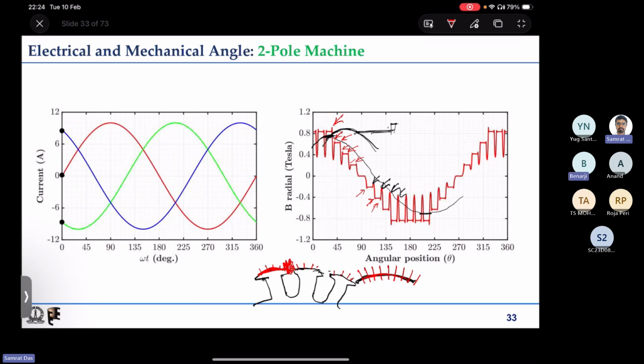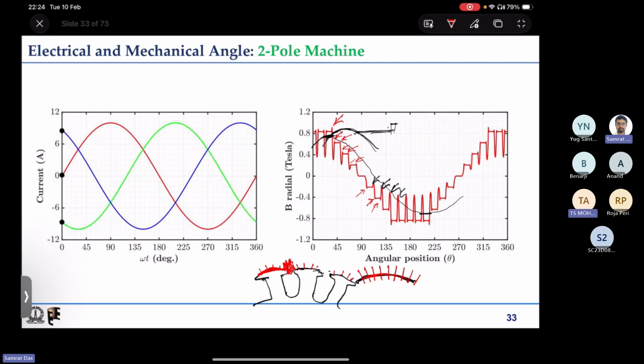Sir, can I say in this way such that the flux is choosing the lower reluctance path? Yes, yes, yes. That is the property of flux lines. They will always choose a minimum reluctance path. Accordingly, they will distribute themselves. Okay, sir. Thank you so much.